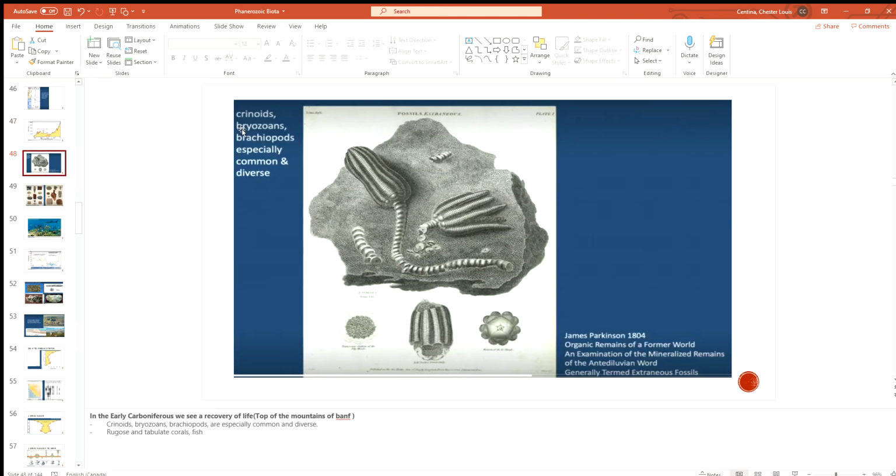So, crinoids, bryozoans, this right here, in the early Carboniferous, we see a recovery of life on the top of the mountain. Remember the one in the Banff picture? Yeah, so we see these types of crinoids and bryozoans and brachiopods. This is a crinoid. Where's the bryozoan? It's not here. And then it has rugose, tabulate, and fish. It's very diverse. That's everything I got without the fluff.